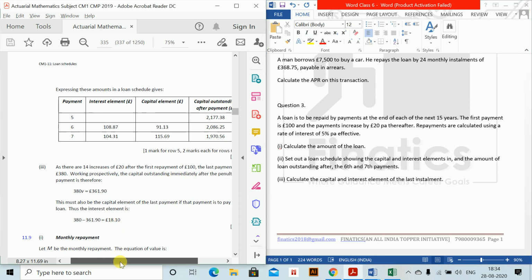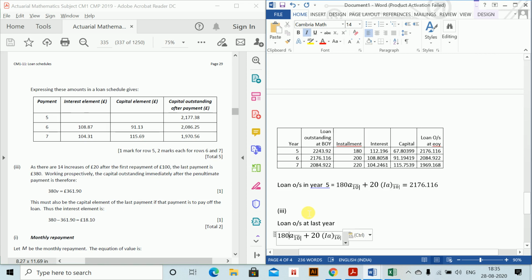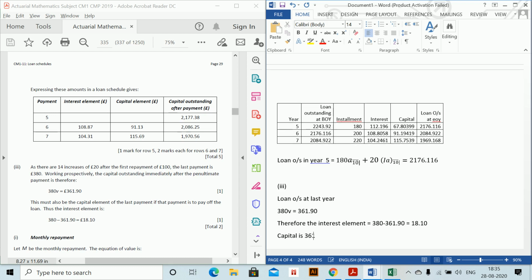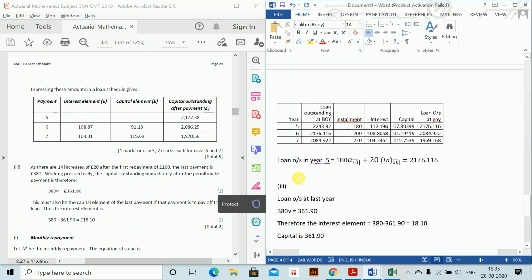So if you see, the last payment is 380, working prospectively this is 361.90. This must also be the capital element of the last payment if the amount is to pay off the loan. Thus the interest element is 18 point something. So instead of writing this whole equation, you are left with only 380, which is equal to 361.90, and you can write, therefore the interest element is equal to 380 minus 361.90, which is equal to 18.10, and capital is 361.90. You can see it from the table as well. Okay, close values. This is just a rounding error which we are facing in Excel. Clear? So this is how you will do the sums when doing a loan schedule.